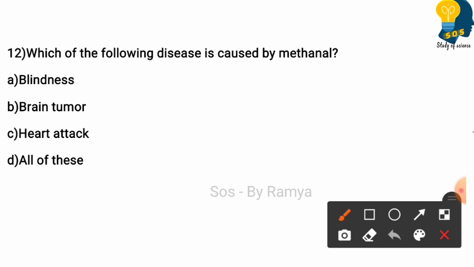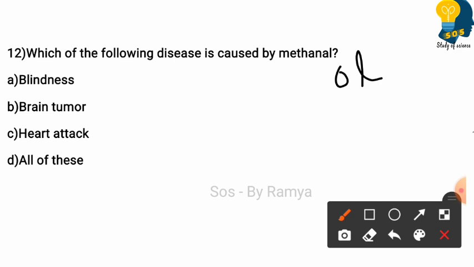Question number 12. Which of the following diseases is caused by methanol? Please correct here, it is all methanol, not al. The options are A blindness, B brain tumor, C heart attack, and D all of these. Before revealing the answer, let us see some of the symptoms caused by more intake of alcohol, that is methanol. Methanol is also an alcohol.